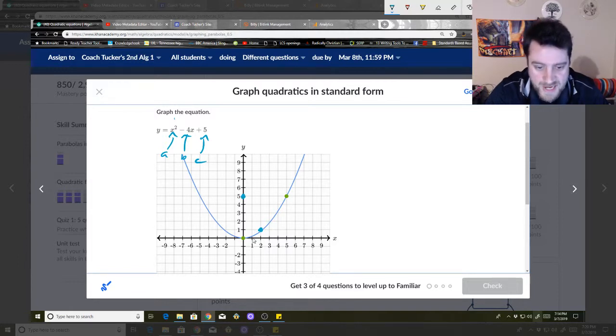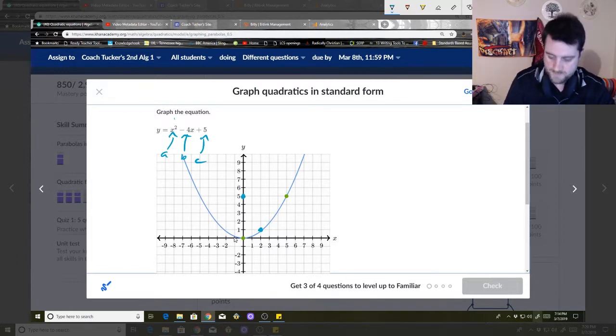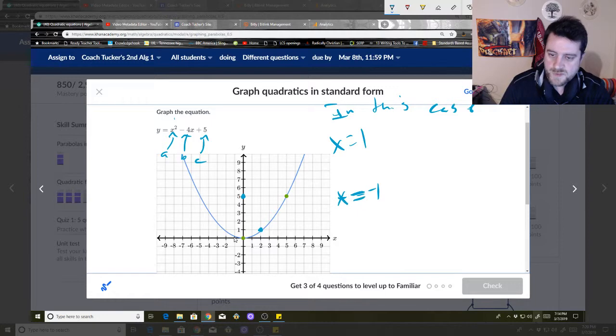So I'm going to choose x is 1 and x is negative 1. In this case, when x is equal to 1 and when x is equal to negative 1. So let's do that. When x is equal to 1, that's y equals 1 squared minus 4 times 1 plus 5. 1 squared is 1, minus 4, plus 5. That is 2.